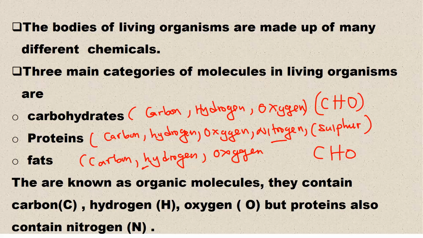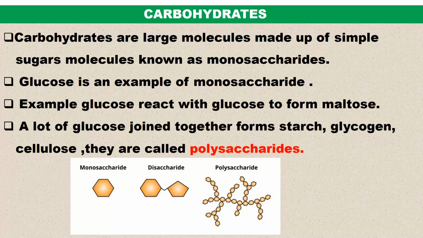Because of what they contain, they are also known as organic molecules, simply because they contain carbon, hydrogen, and oxygen. So it is very important that you understand the components, and that's the first objective that we have achieved. Now, let us look at this one by one. What can you say about carbohydrates? We are now discussing those three molecules in detail.